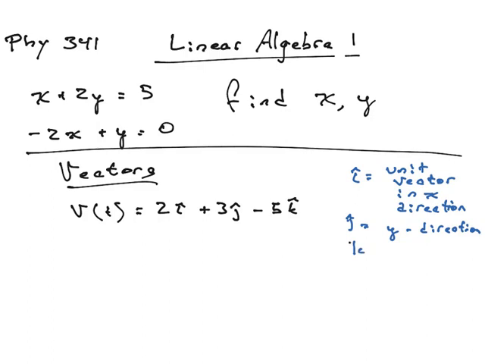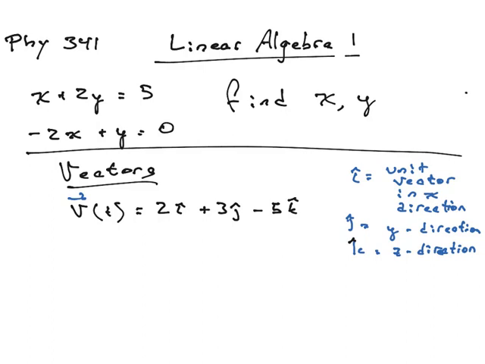And k hat is a unit vector in the z direction. Okay. Now, of course, when you first learn vectors, you're looking at things, and I better put my little arrowhead up there. I'm going to forget to put the arrow on top of the vectors all the time, but that's fine.